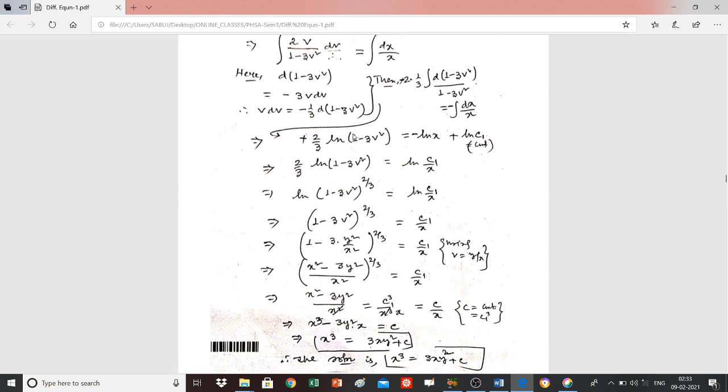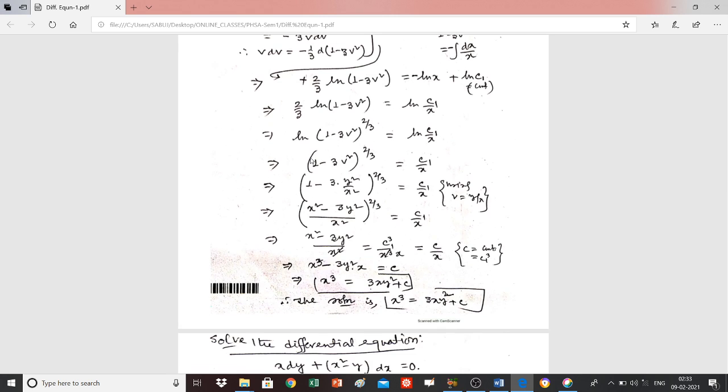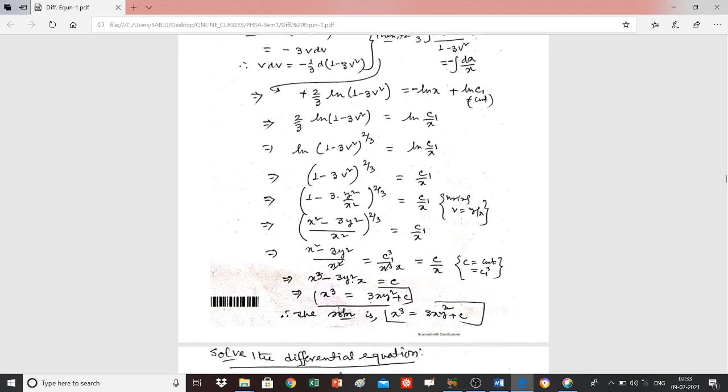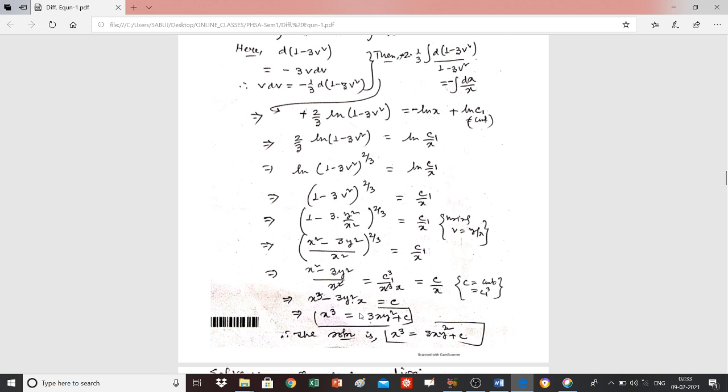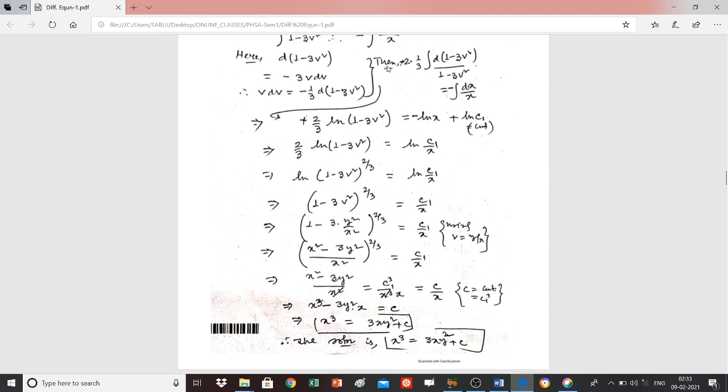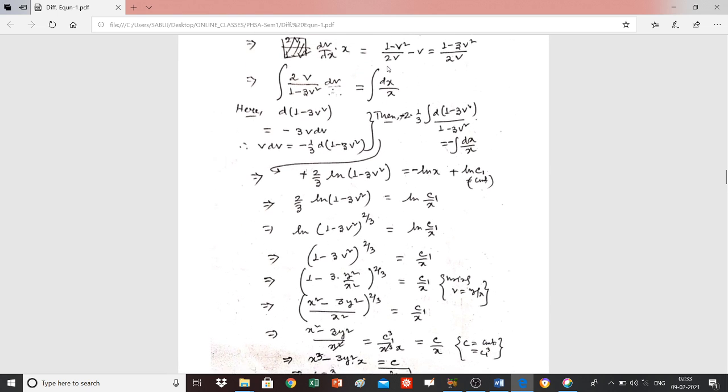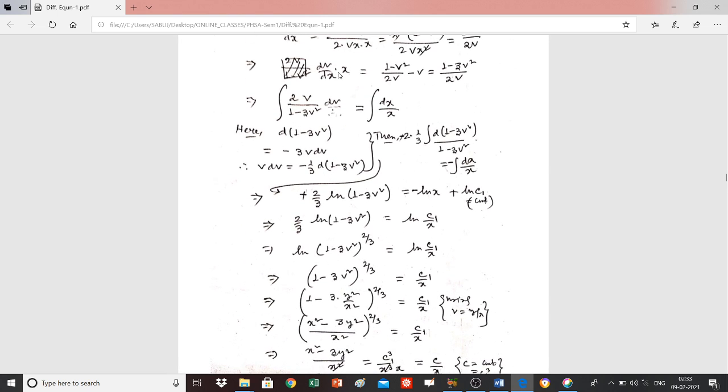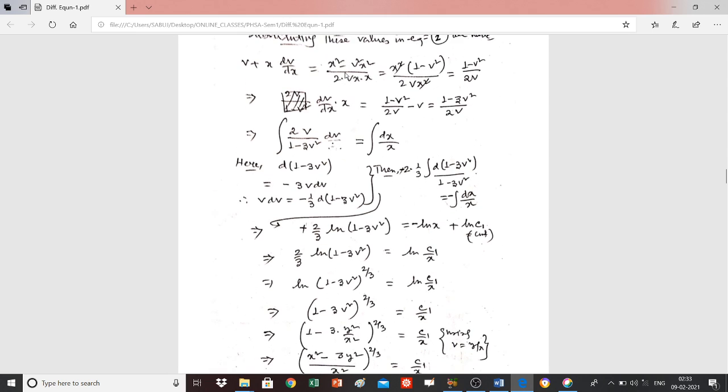All the steps are written here, so I think there will be no problem to understand. And finally you can write, see here what is done here. So dv by dx into x, just substituting the value of this, that means x dv by dx is equal to this, and finally we get this also.